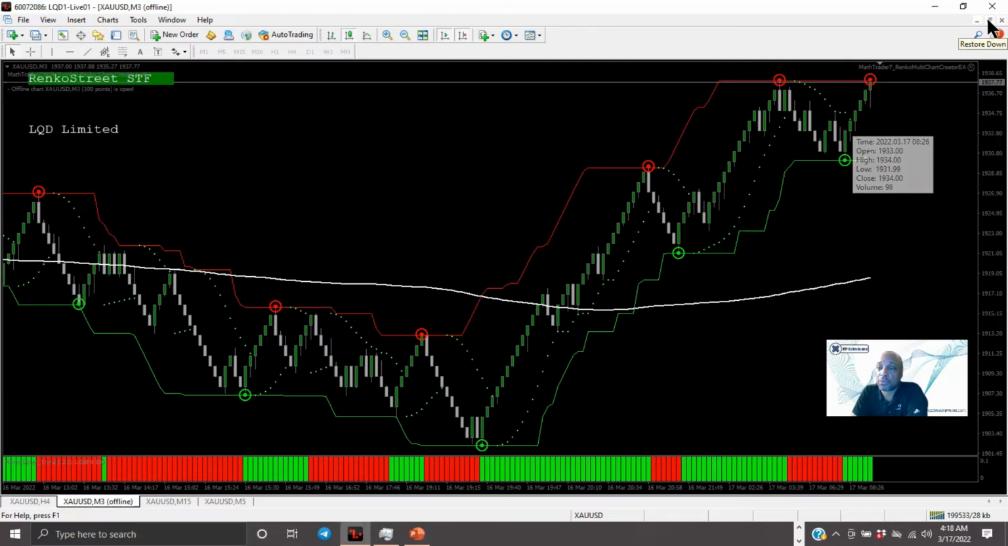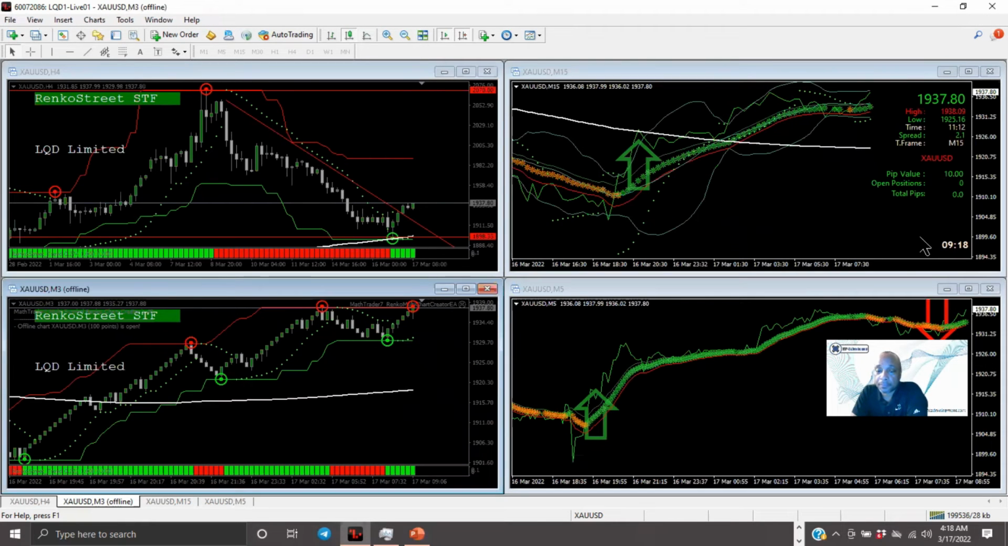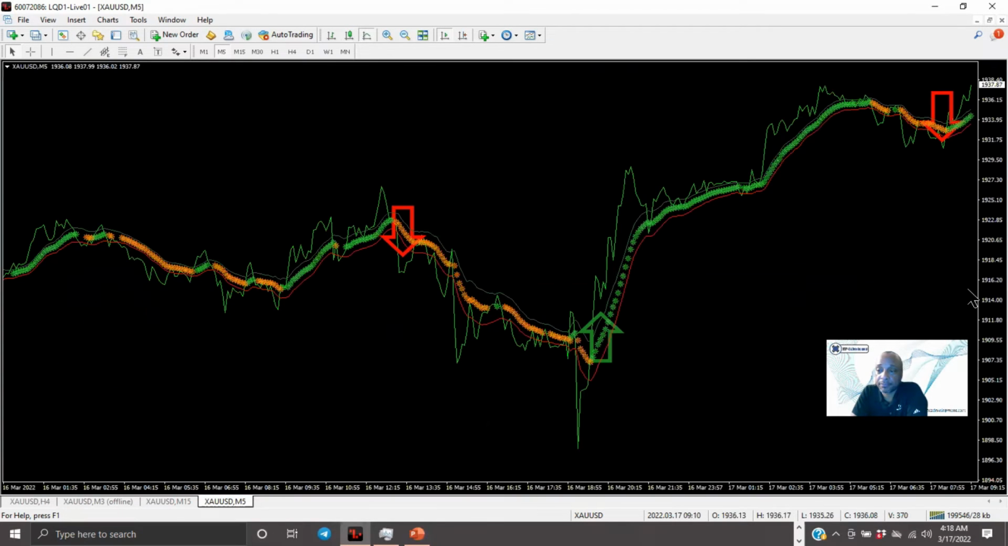Let's go to our 5-minute. The 5-minute indicator has not gone off yet for a buy. So we're just going to sit back and wait until this indicator changes. Then we will.